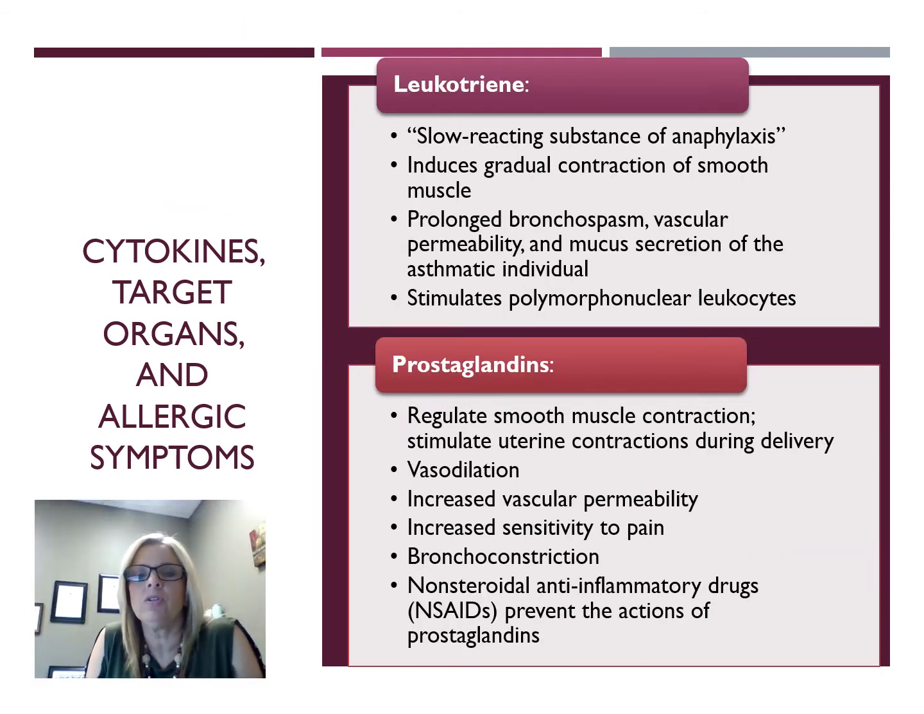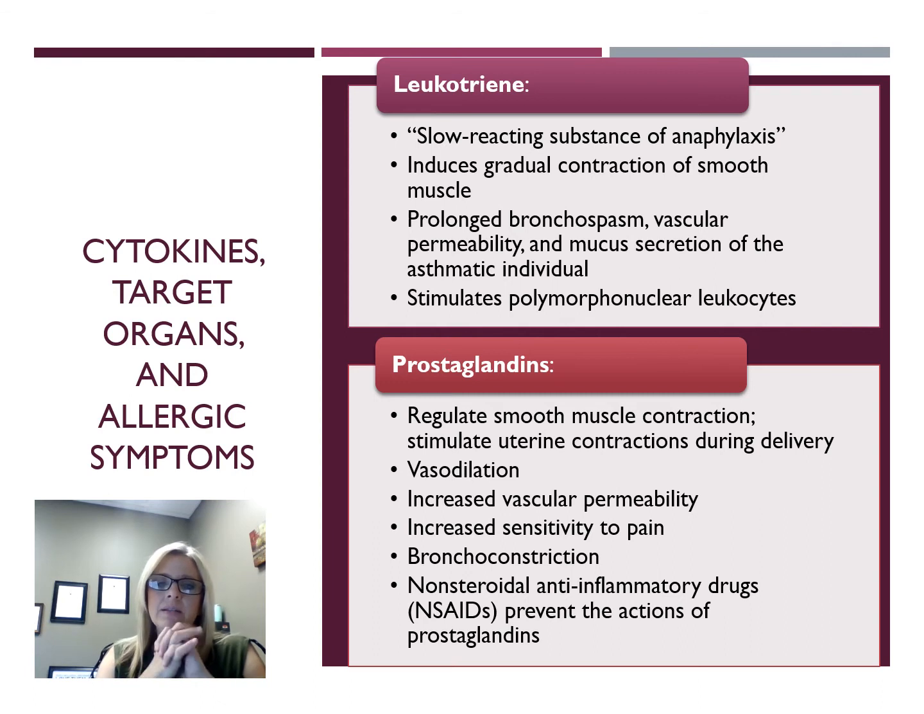So leukotrienes take a little bit longer to come into effect here. They will gradually cause a contraction of smooth muscles, make your bronchospasms last a little bit longer than they should, increase, again, vascular permeability and mucus secretion, okay? So this plays an important role with the other 3 that we just looked at for somebody that has asthma, okay? It's also going to stimulate, which means cause the production of more polymorphonuclear leukocytes, okay? So it's going to stimulate production of white blood cells.